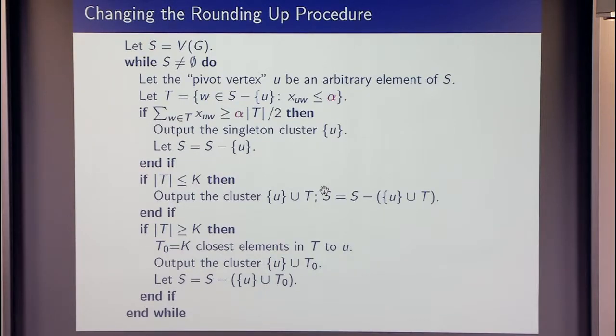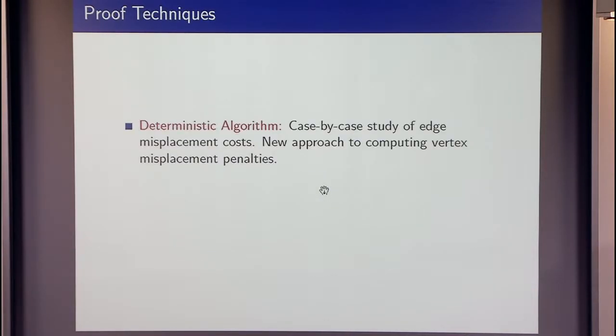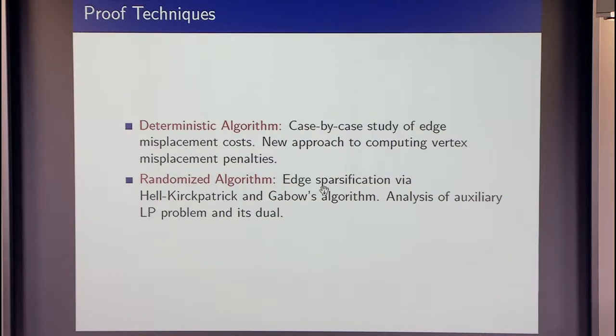And these algorithms can also be provably shown to give you constant approximations, and they actually work better in practice than the previous algorithms. And since I'm running out of time, there are other ways to do this. You can do randomized algorithms similar to this very well-known CC pivot algorithm, and it relies on using some interesting results from edge sparsification, as I call it, by Hel, Kirkpatrick, and Gabo, which I can discuss with you online.